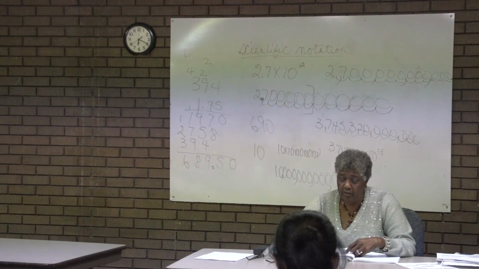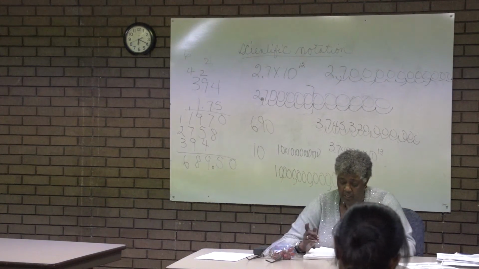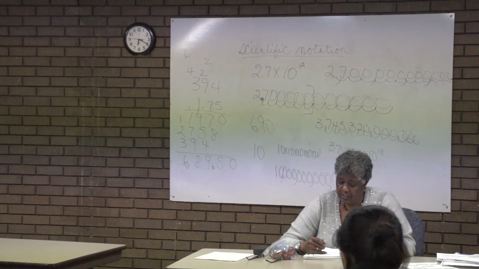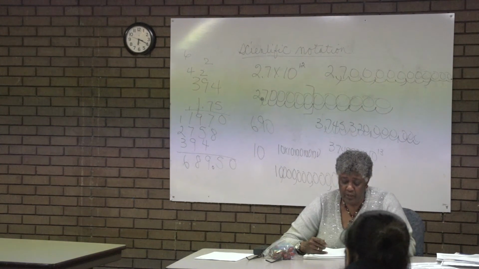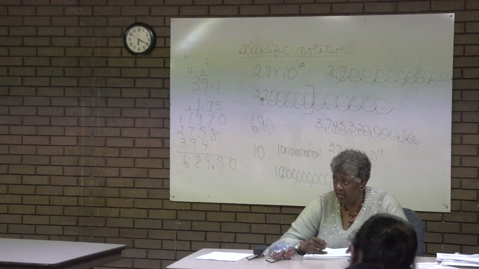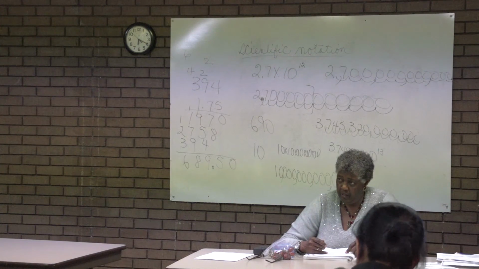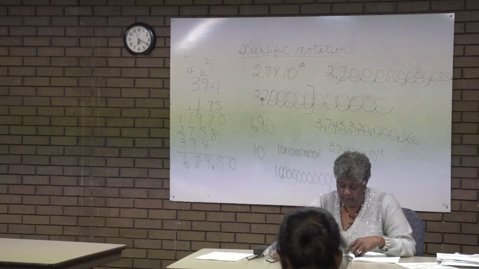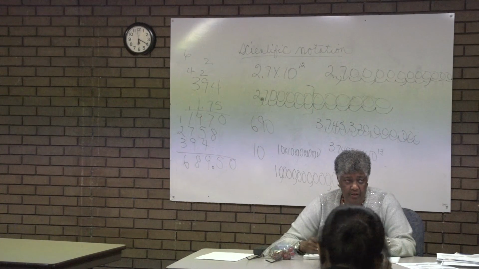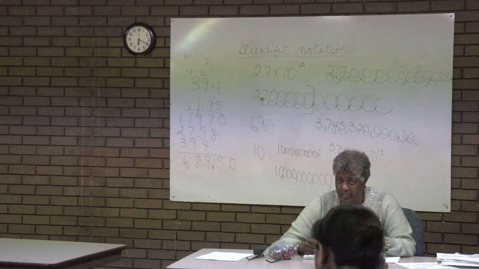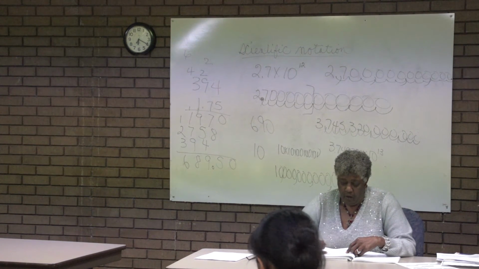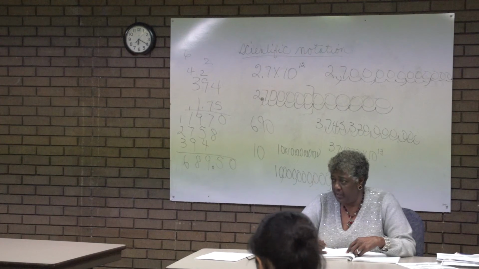10 is 10 to the first power. That means 10 written one time. 100 is 10 to the second power, which is 10 written twice and multiplied by itself. 10 times 10 is 100. That's 10 to the second power, or 10 squared it's called. 1,000 is 10 to the third power. 10 times 10 times 10. 10 to the third power, or 10 cubed.